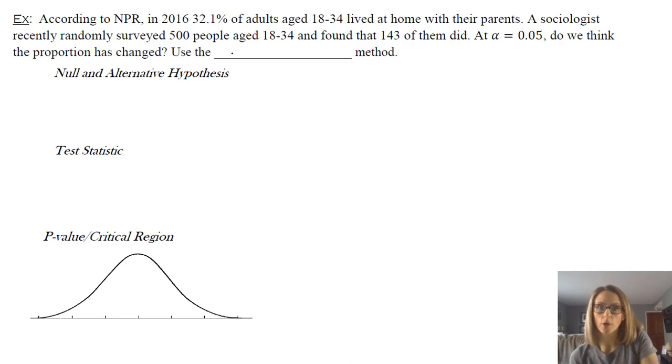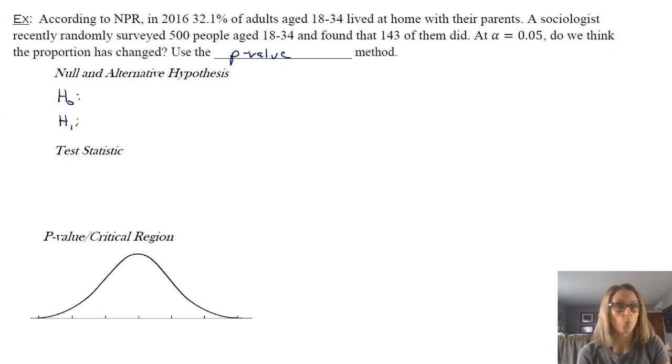As always, we are using the p-value method. So remember, null and alternative hypothesis, H0, H1. Remember as well, we are testing a proportion. That's always going to be there. The first, always a statement of no change. Going to have an equal sign. But remember, this talks about the old idea. And the old idea is what happened in 2016. So we have 0.321.